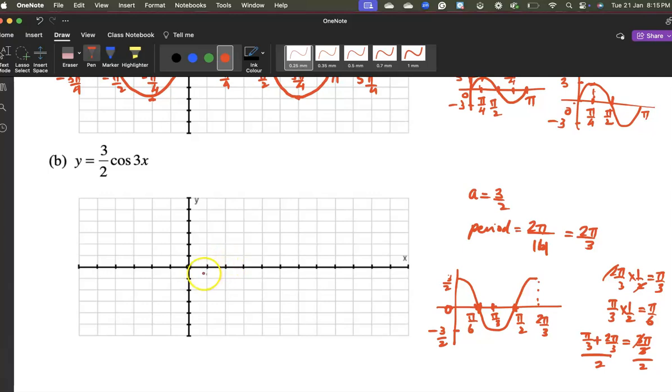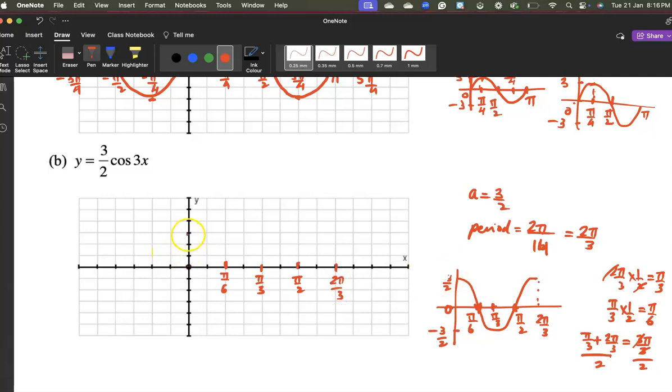So now what will you do? You can choose any scale you like. You want to take this as pi by 6? Sure, pi by 6. No problem. Then every double will be this: pi by 3. I'm just copying these values. Pi by 2, and 2 pi by 3.